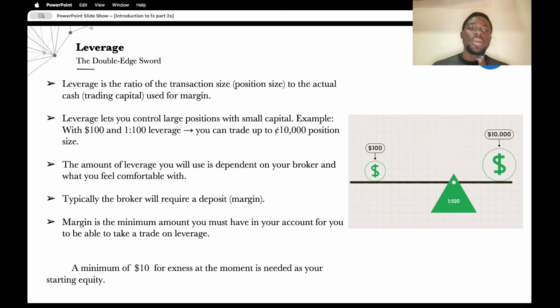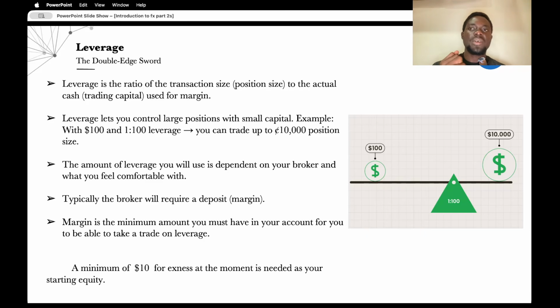The amount of leverage you will use depends on your broker and what you feel comfortable with. Typically, the broker would require a deposit margin. That's why I was saying I'll explain margin later. So this $100 is like a margin. Your broker has this money in their possession.